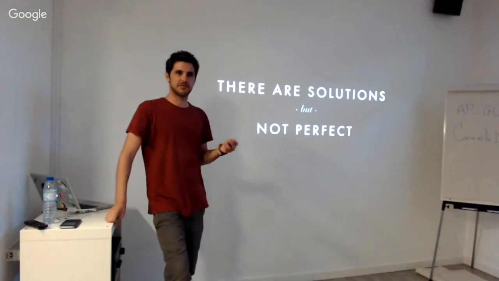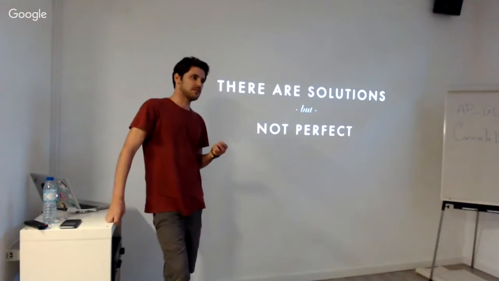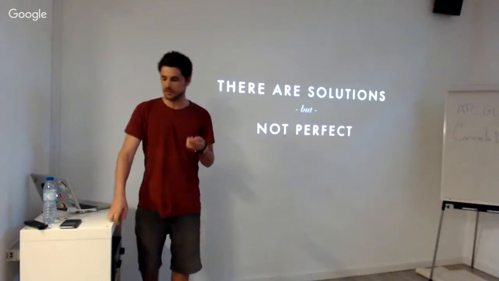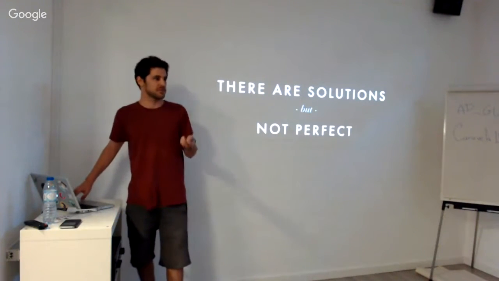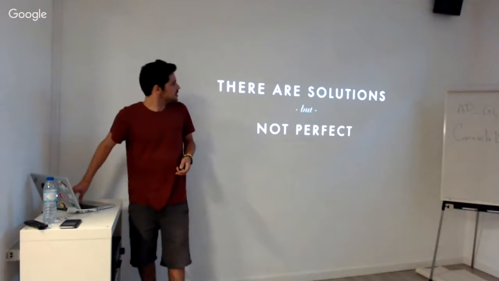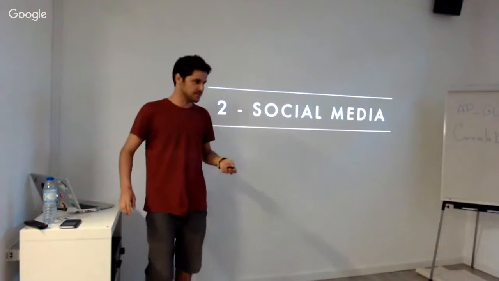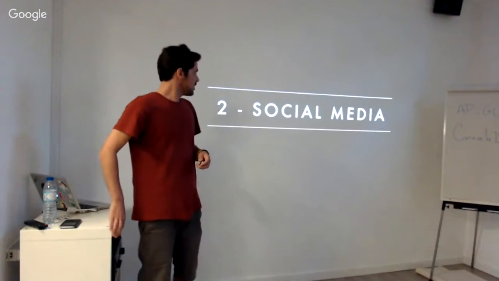But these are really kind of workarounds. They're not really a perfect solution for the problem. The real solution is still today to have something rendered from the server directly, so that the crawler can parse it correctly. The second thing is social media.